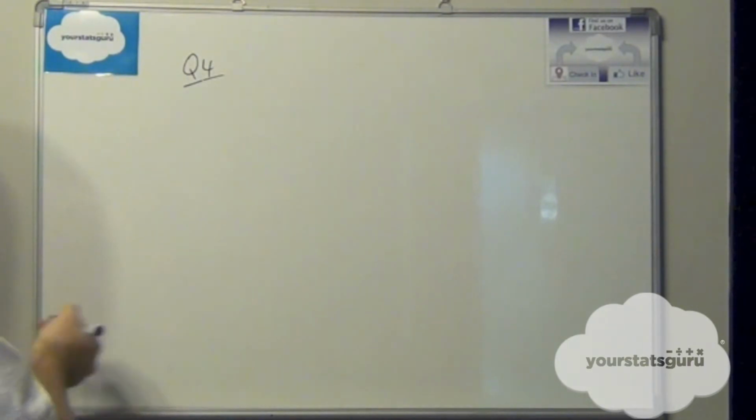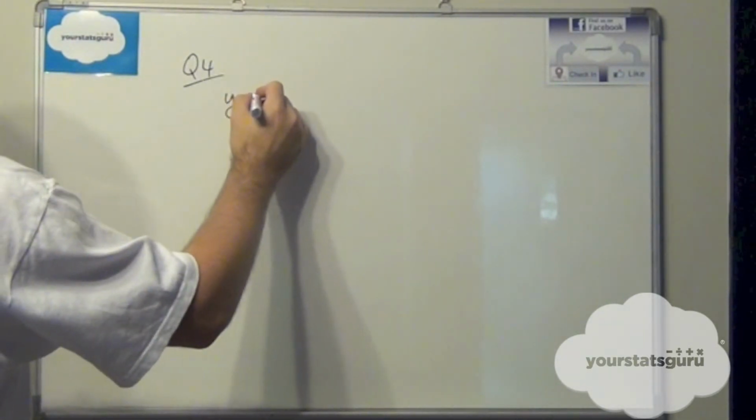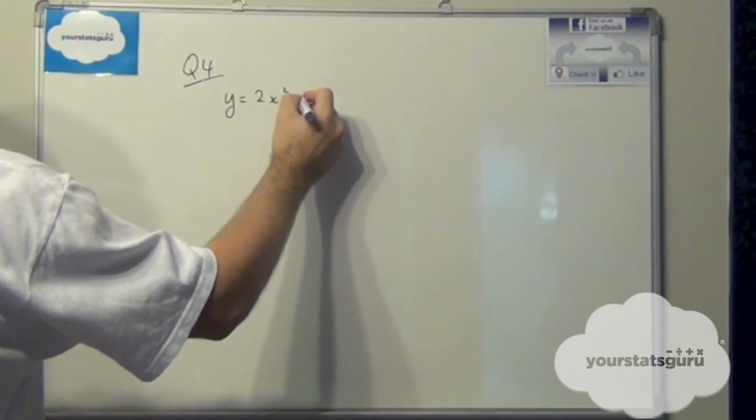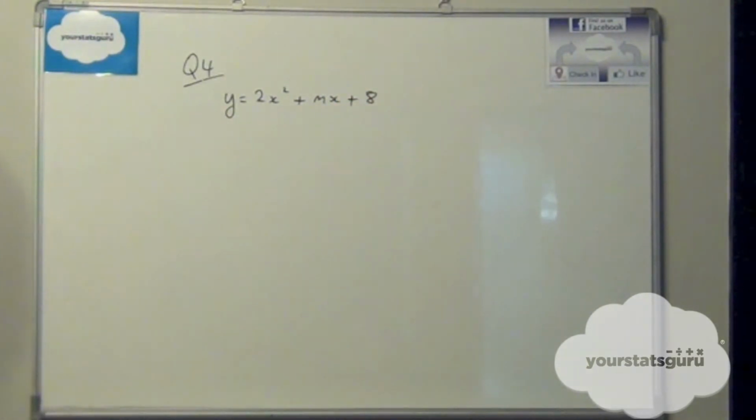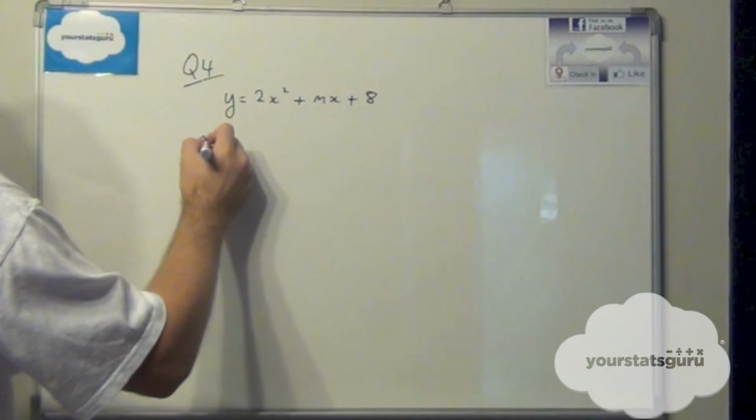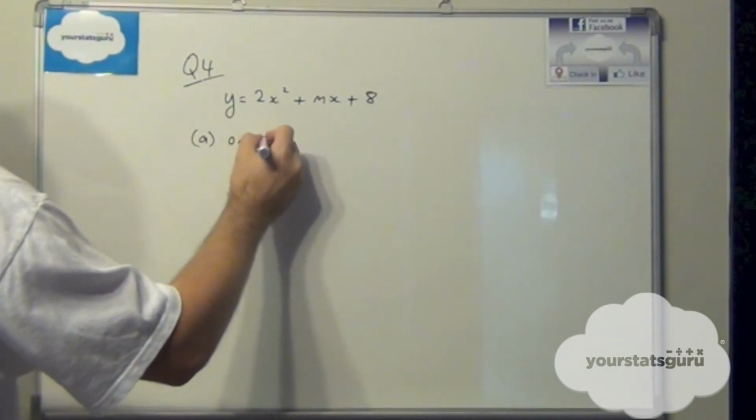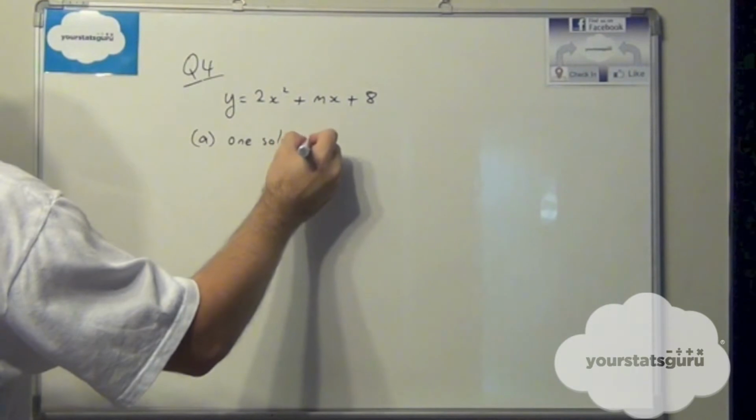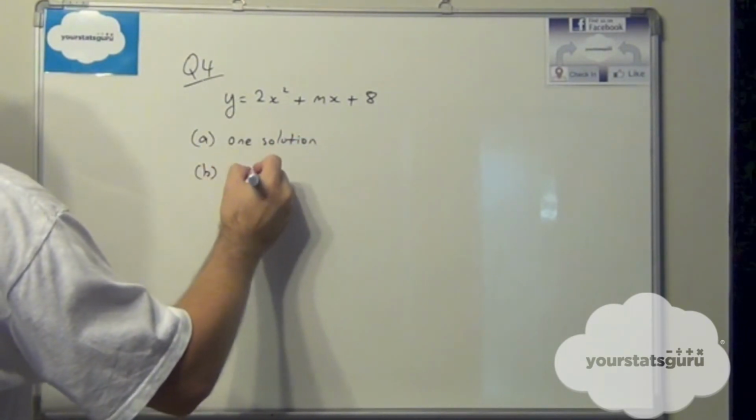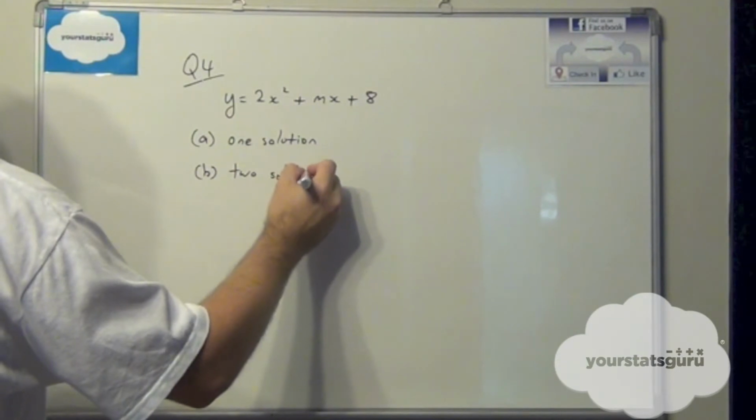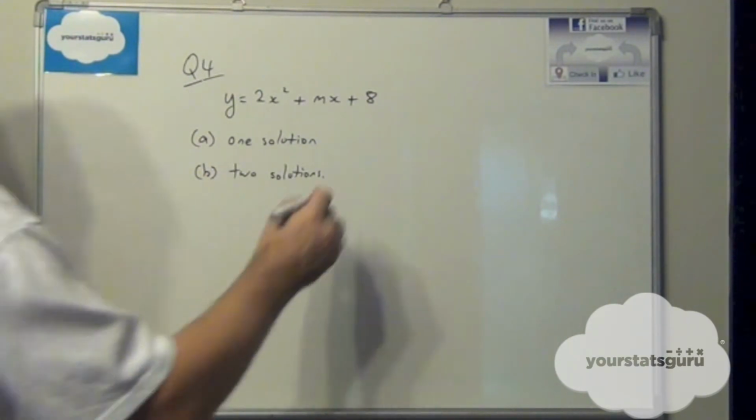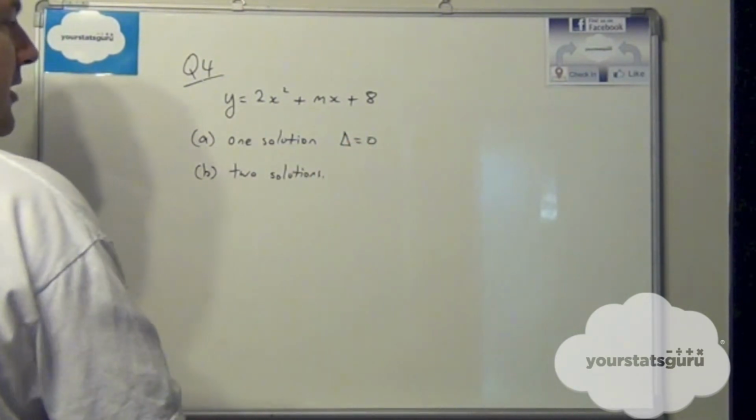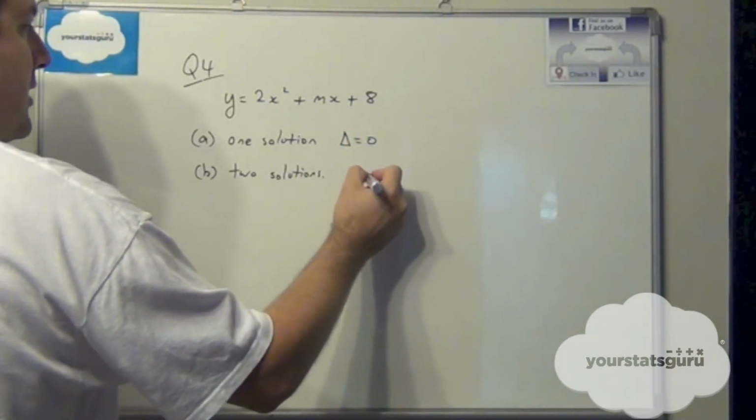In this question, we've been given the quadratic with the rule y is equal to 2x squared plus mx plus 8. And we've been asked to find the values of m such that there is one solution or two solutions. So clearly this is about finding the discriminant, where the discriminant here would equal 0 and the discriminant here is positive.